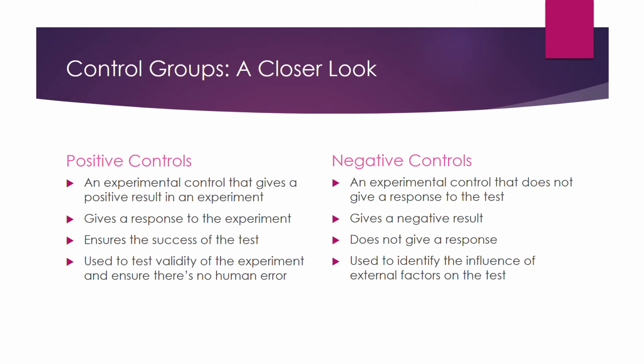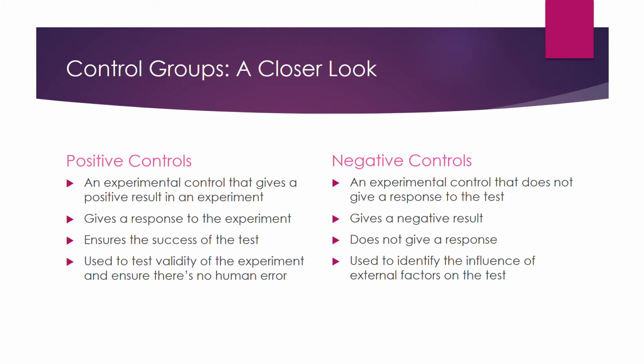A negative control is exposed to all of the variables an experimental group is exposed to, except the independent variable, and should give a negative result. So when you think control group, from what you've been taught in your previous science classes, you're probably thinking negative control group. But oftentimes a scientist is also going to use a positive control group.